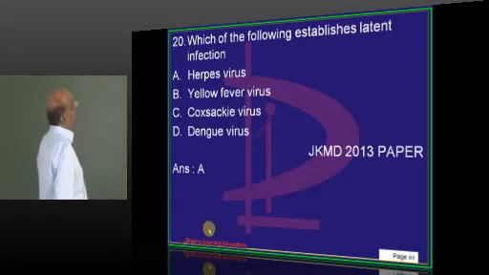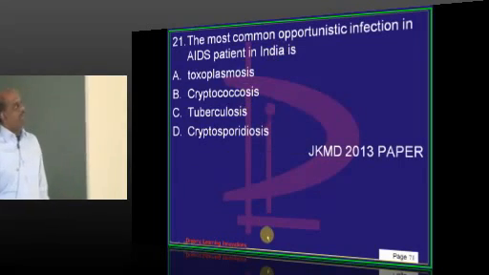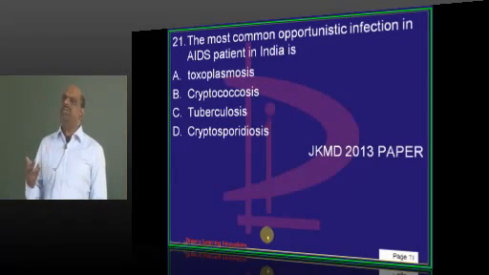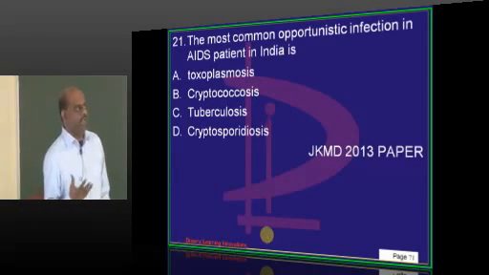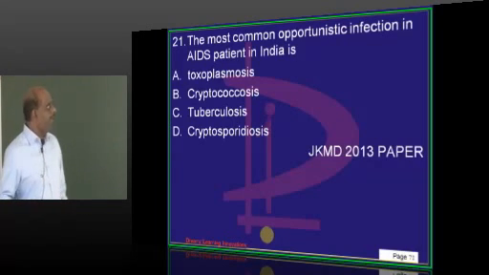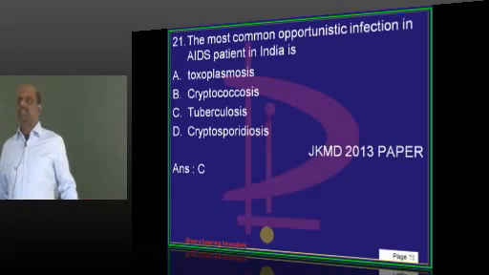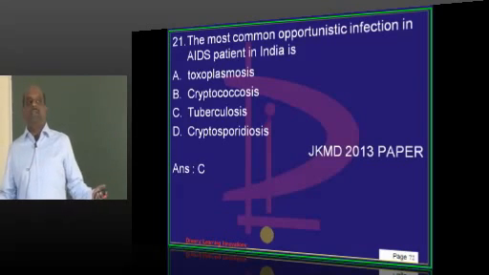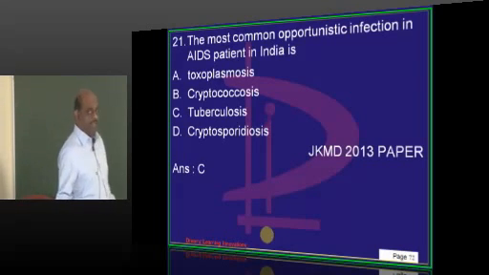Then the next important question is, what is the most common opportunistic infection of HIV in India? In India, it is tuberculosis. We are residents of a country where TB flows.